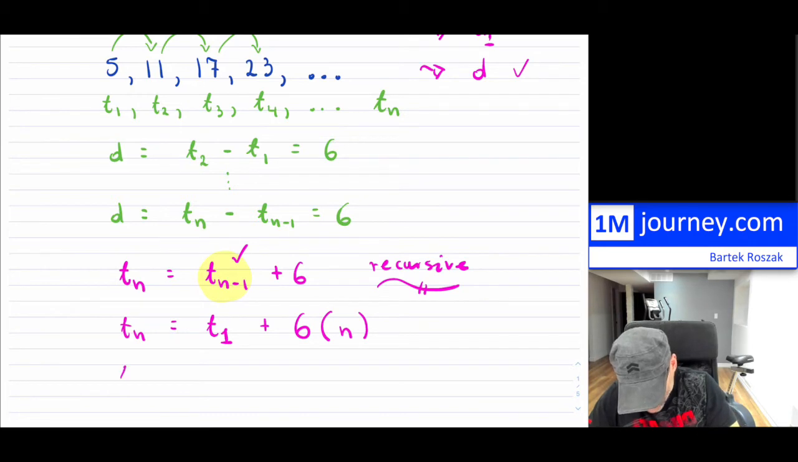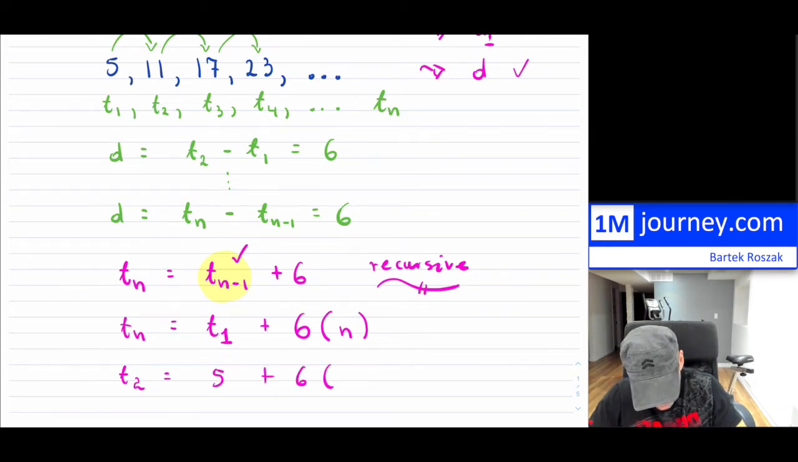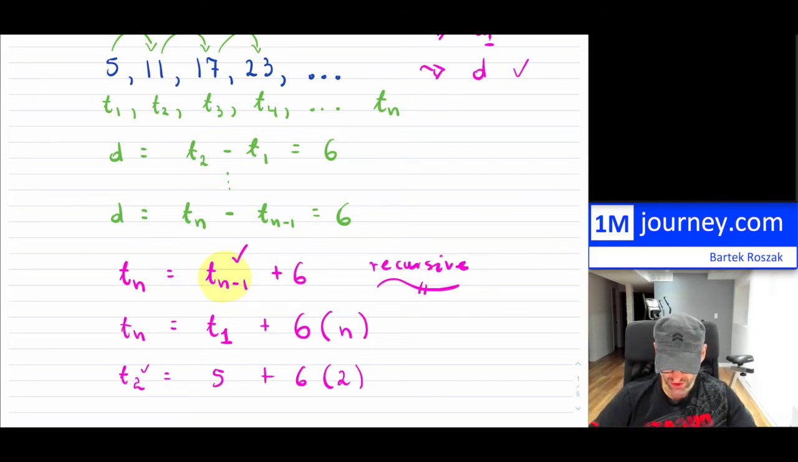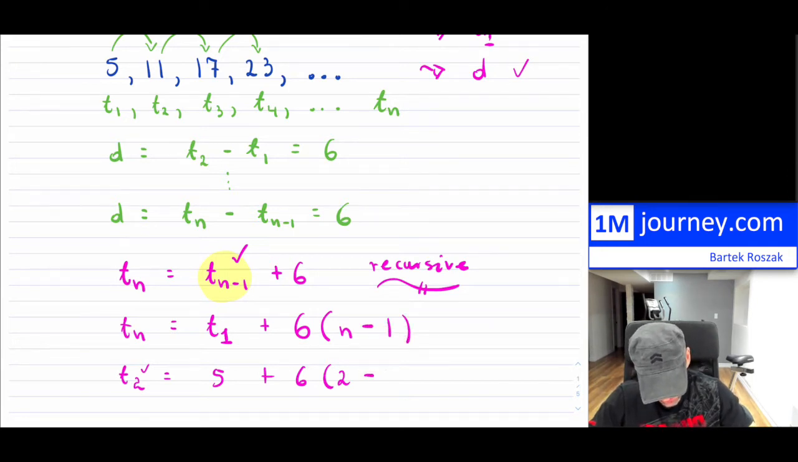I would encourage you to do this. If I want to know my second term, that would have been my first term plus 6. With n as 2, that's 6 times 2, which is 12, plus 5, which is 17. So hold on a second, I just found my third term. So it can't be n, but it can be n minus 1. If it's n minus 1, I would get my starting point, and I know my difference.